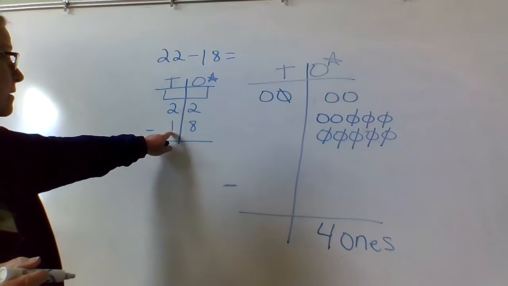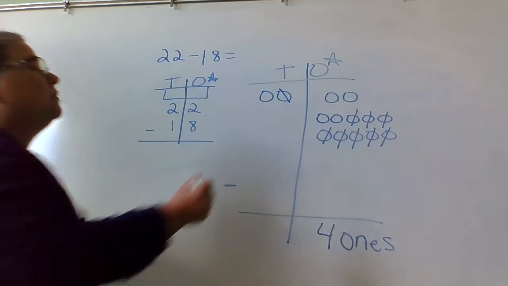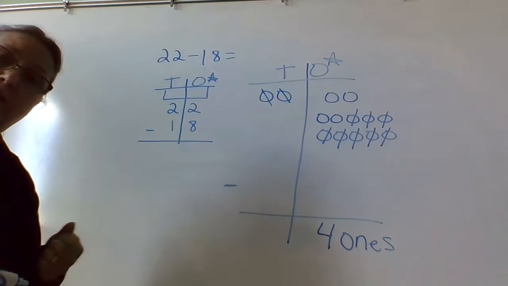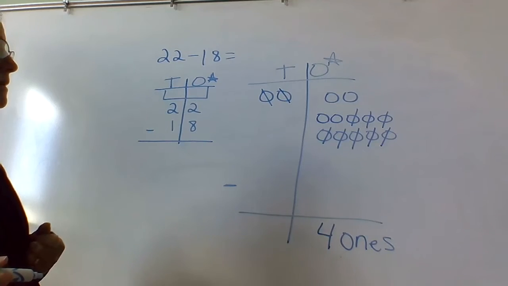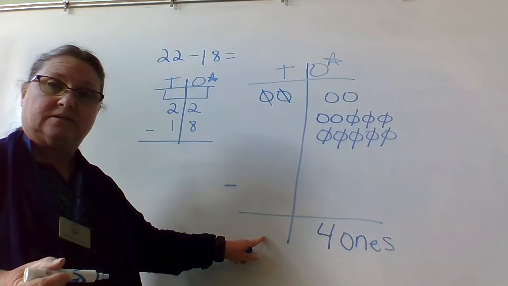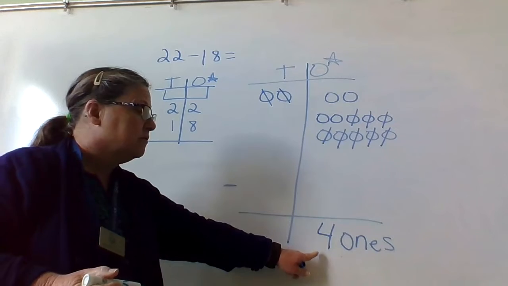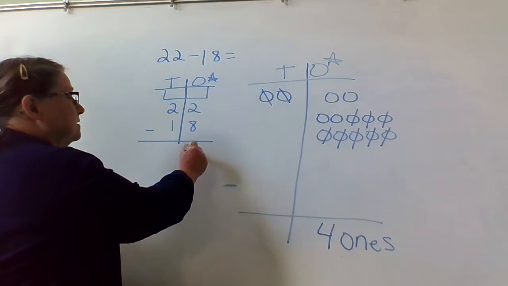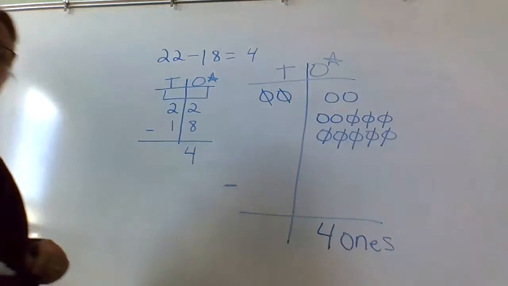Let's look over here now. How many tens do I have to subtract? I have 1 ten. So I'm going to cross out that other 10 because I'm taking a 10 away. How many tens do I have left? I don't have any tens left, so I'm not going to write anything here. So my answer is 4. 22 minus 18 is 4.